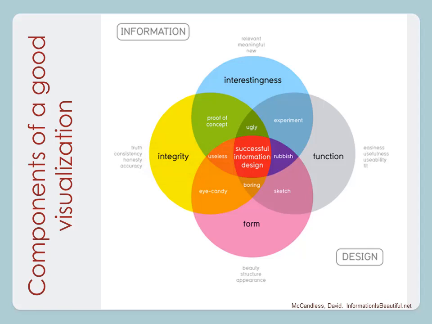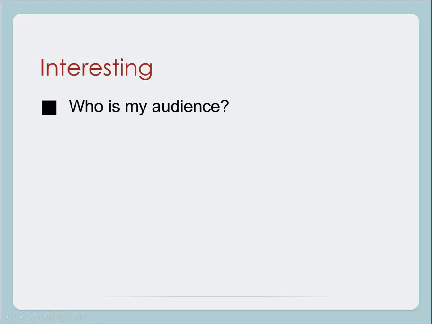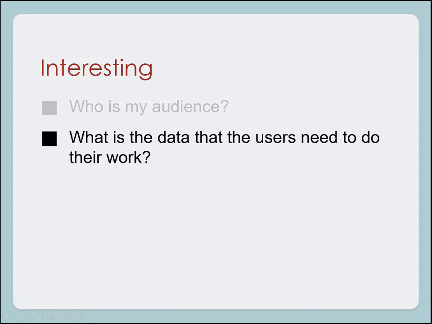The balance between those four elements, the balance between the data that we represent and the design we use to represent it, is what yields a good visualization. As we develop each of these elements, as in the case of interesting, we must answer some questions during the design phase, especially at the early stages of design. First, who is my audience? Who is the target of the dashboard that I'm developing? Who is going to work with it? And in that sense, what is the data that the user needs to do their work?